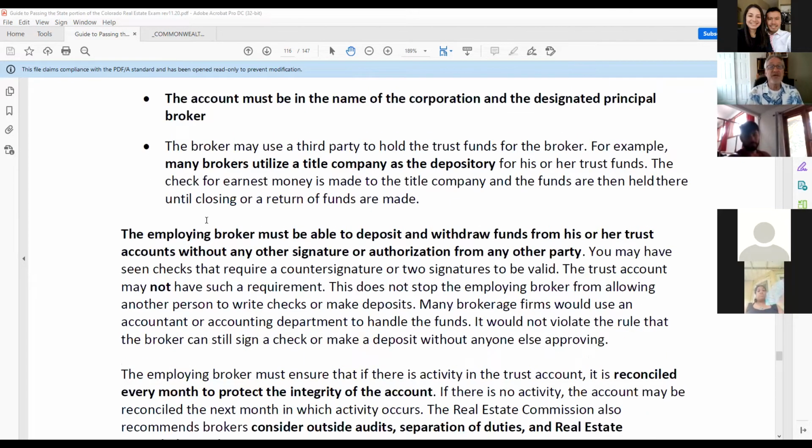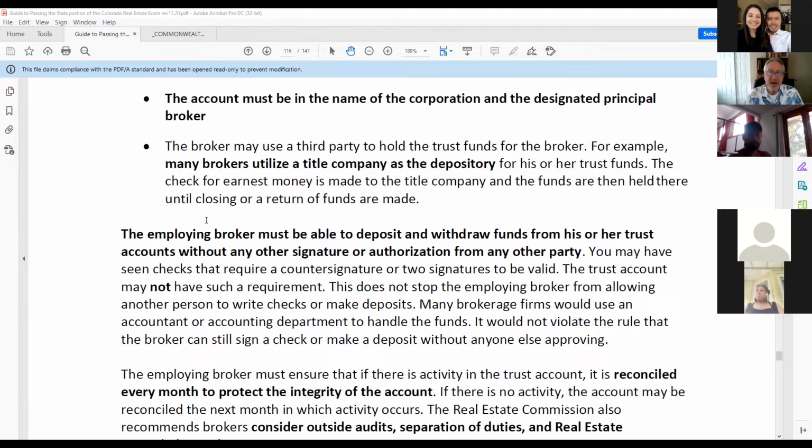Now, does every real estate brokerage have to have a trust account? No, because Colorado law allows a third party holder to hold the trust funds for the broker, like a title company. So for instance, like Keller Williams' office, we don't have a trust account. We instruct all of our agents to use their title company for the earnest money.